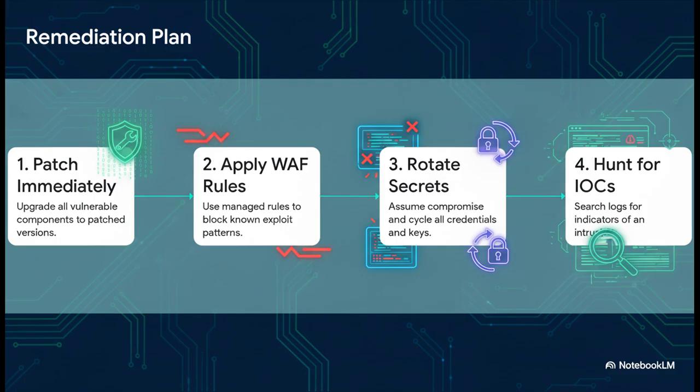Number 1, and it's the most important, is patch immediately. 2, you need to apply WAF rules as a shield. 3, and this is a big one, you have to rotate all secrets. And finally, number 4, you need to hunt for any signs of compromise. Let's walk through each one.